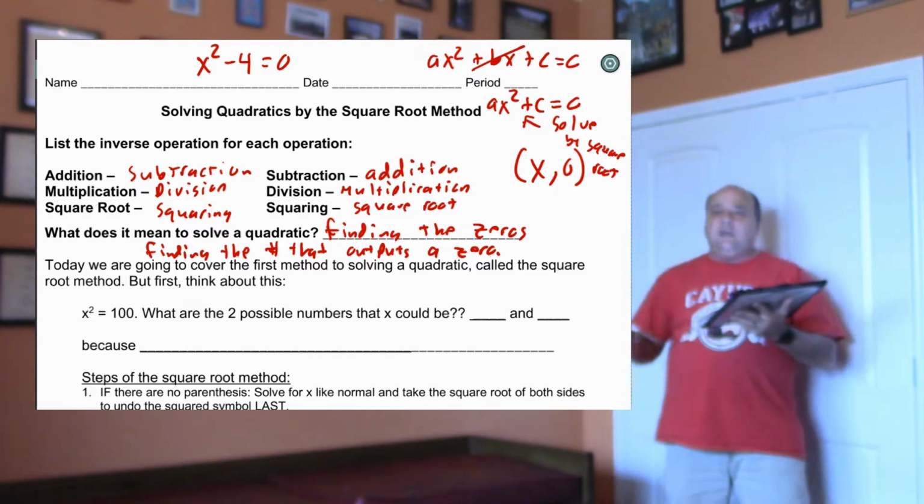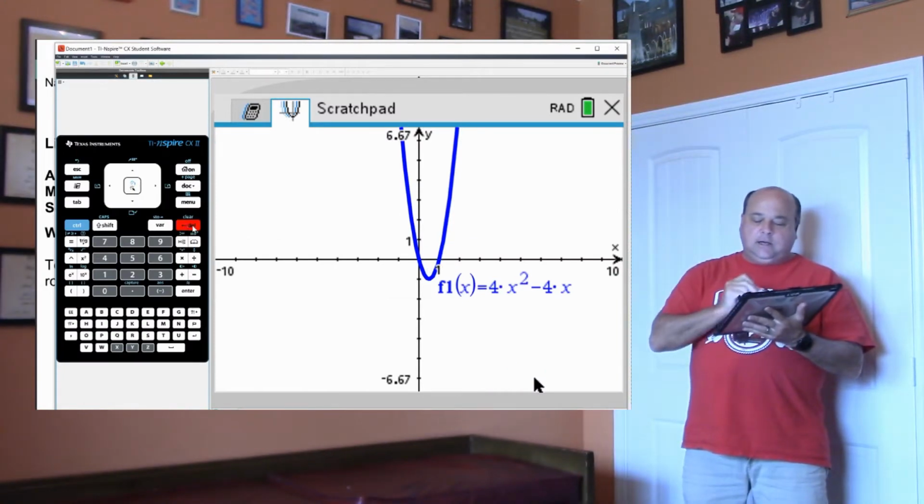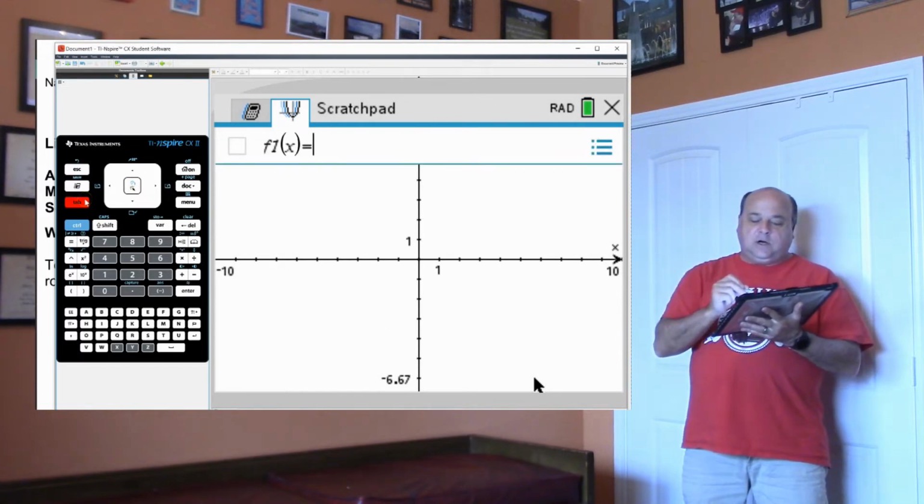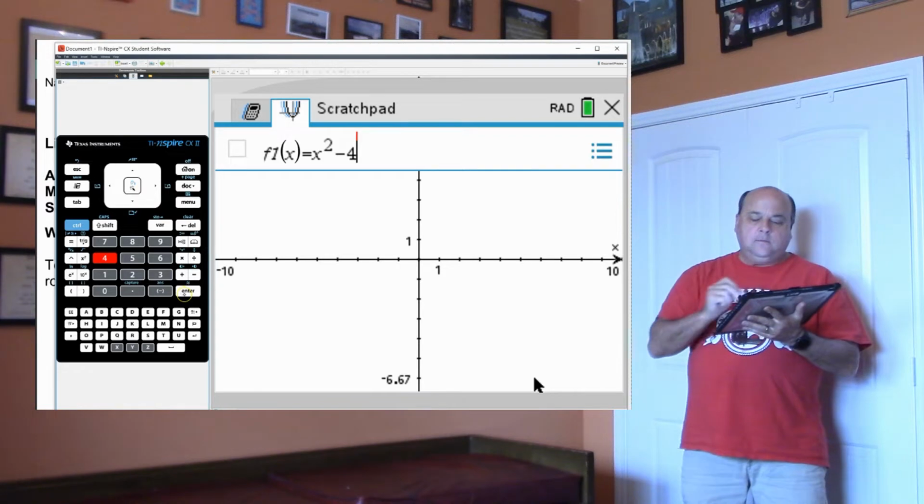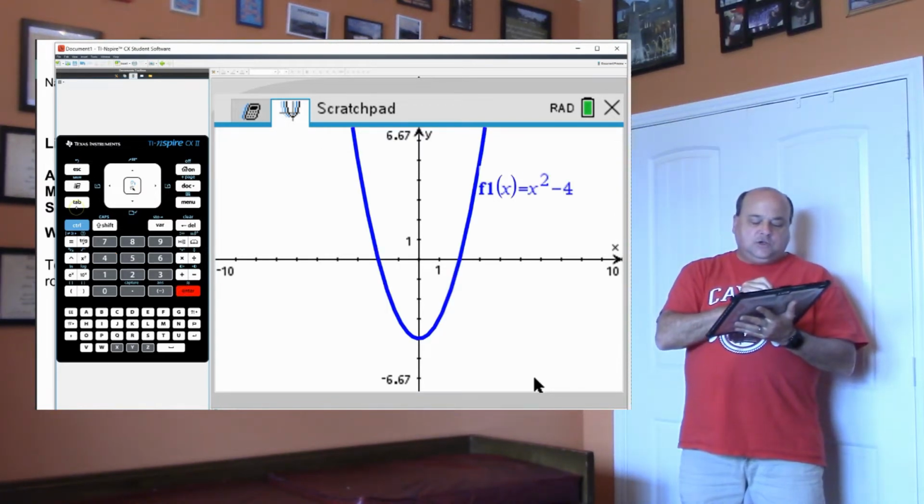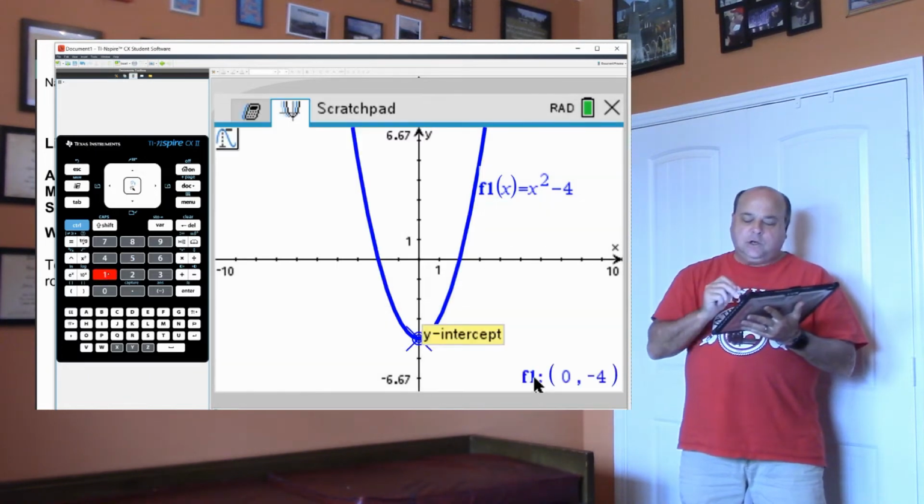Now then, let's graph x squared minus 4 equals 0. I'm going to go to my calculator, hit delete, delete, delete to get rid of that, then hit tab to get another equation, and type in x squared minus 4. Then hit enter, and notice I get my parabola. Now let's trace to the zeros. So Menu 5-1: Menu, Trace, Graph Trace. Menu 5-1.